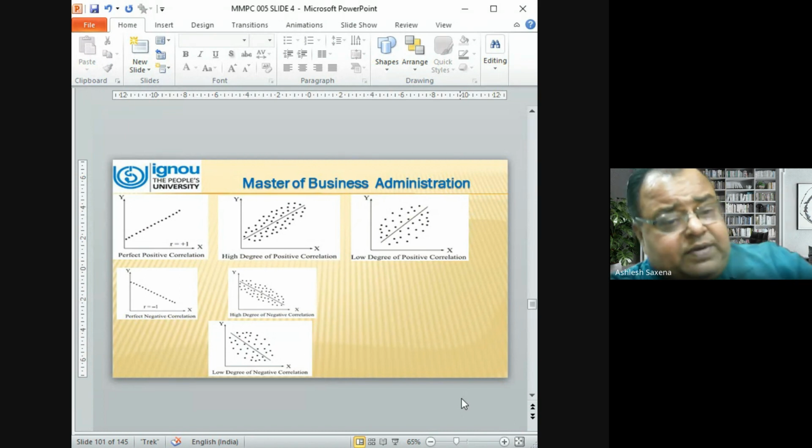The fourth one, we see that the same graph is coming down, and that too in a straight line. That is a perfect negative correlation. That means here r will be equal to minus 1.